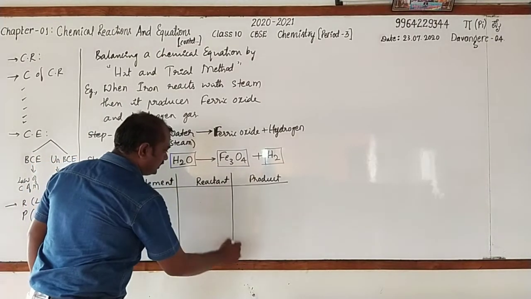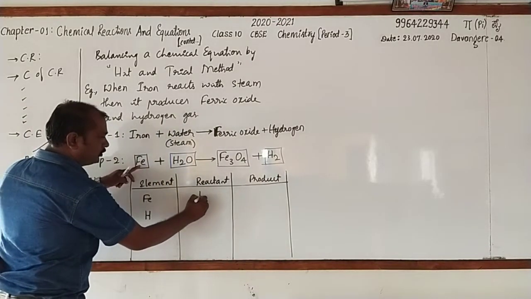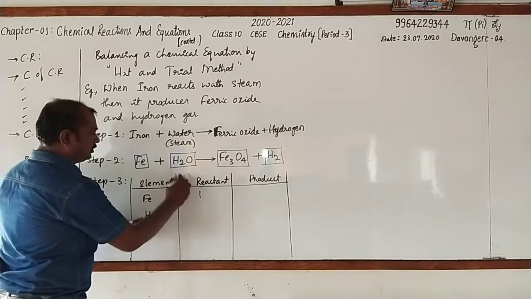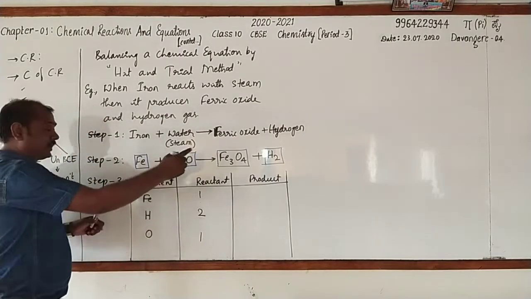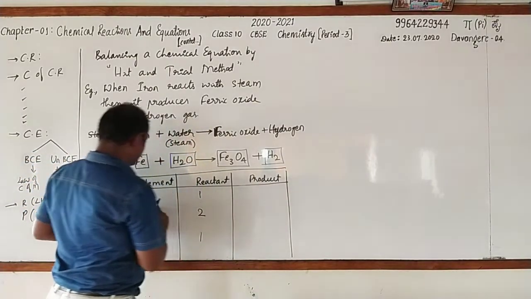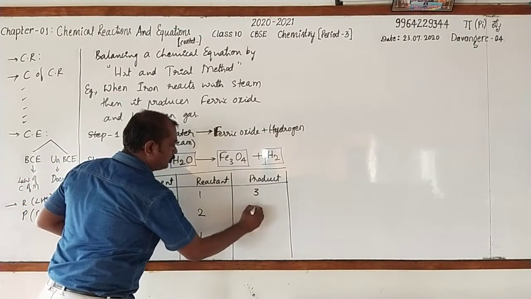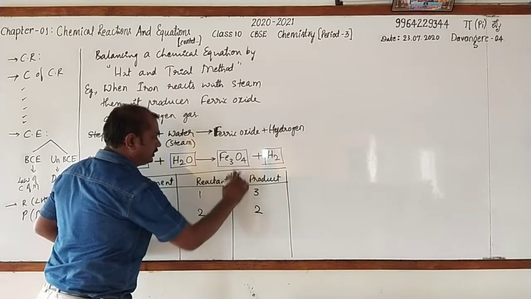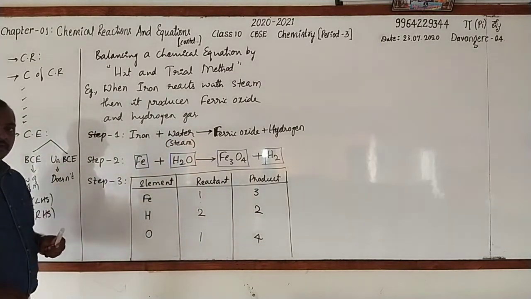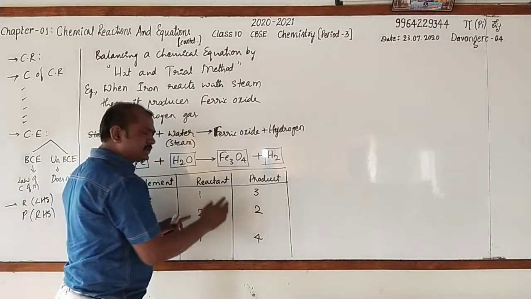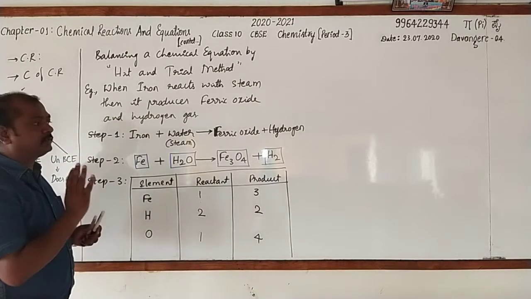Then in the reactant side, write the number of atoms of iron. Iron, how many are there? Only 1. Hydrogen, 2 are. Oxygen, only 1. Then product side, how many iron atoms are there? Yes, 3 are there. Hydrogen, 2 are there. And oxygen, it is 4. Then do you say that it is balanced? No. Hydrogen atoms are same, but what about iron and oxygen? They are not same. Hence, it should be balanced.